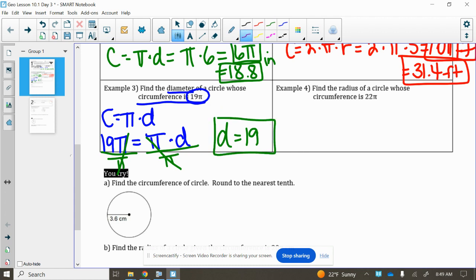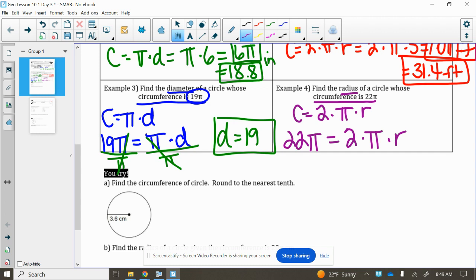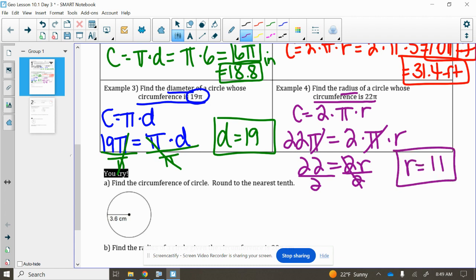On the last one, they are giving us, again, the circumference, but this time asking us for the radius. So this time it's going to be more useful to us to use 2 times pi times that radius. Plug in for the circumference, this time the 22 pi, and we can then divide away the pi from both sides, so that cancels. We have 22 equals 2 times r, divide both sides by 2, and our radius is 11 this time.